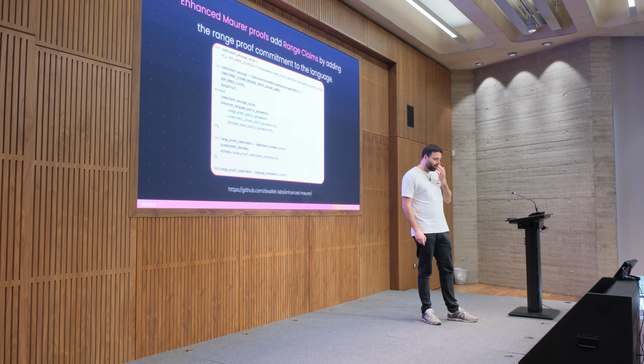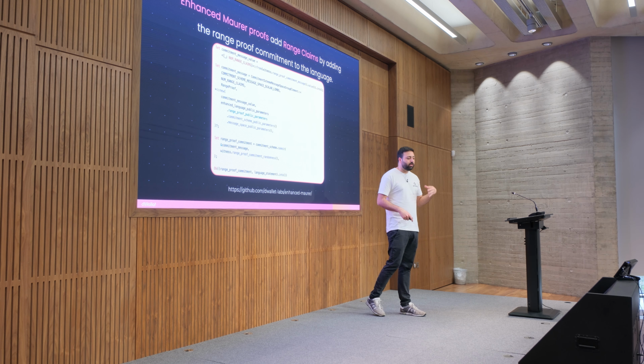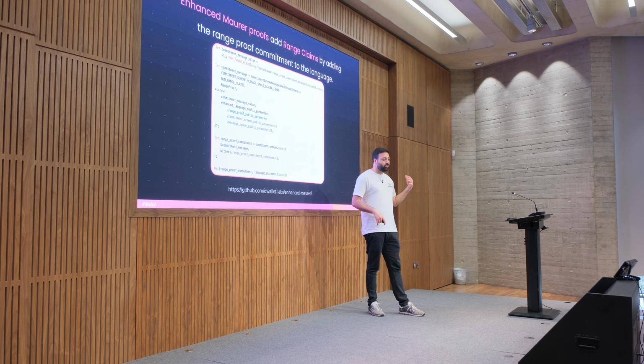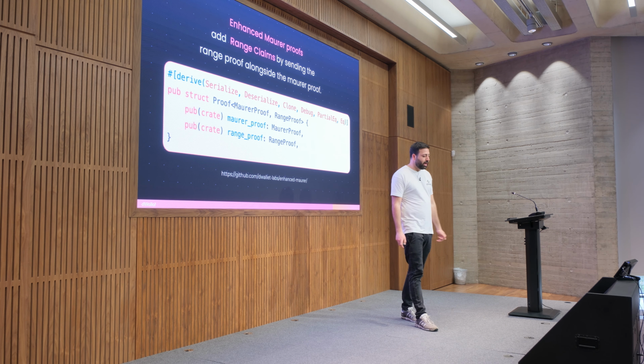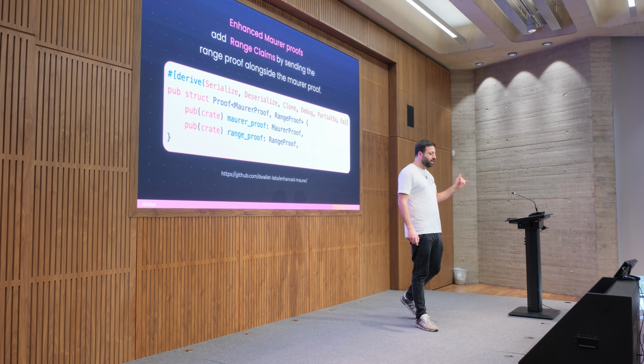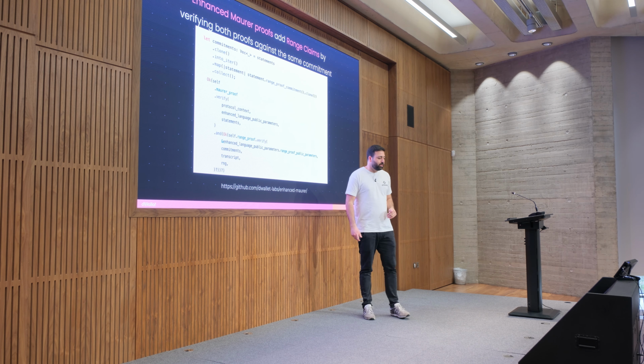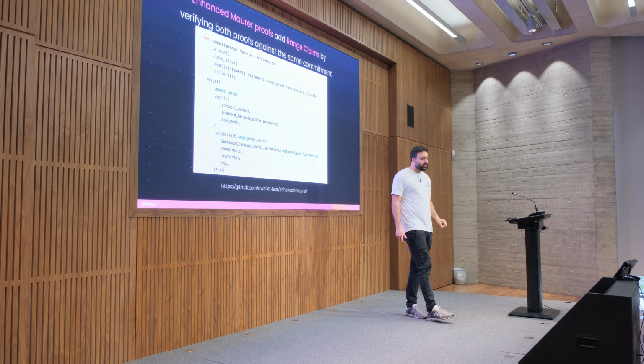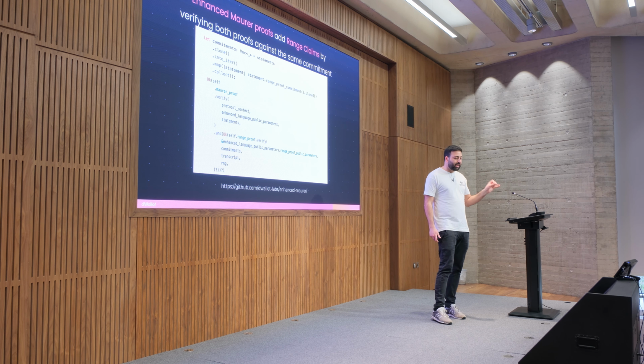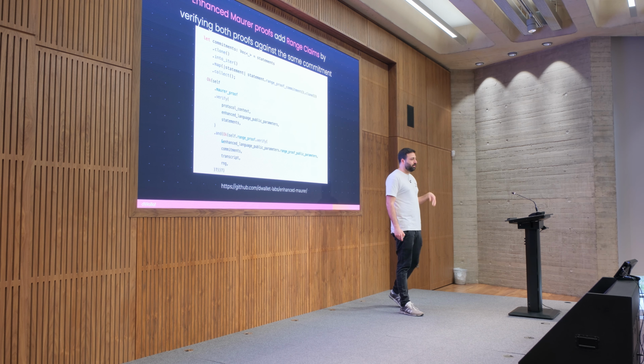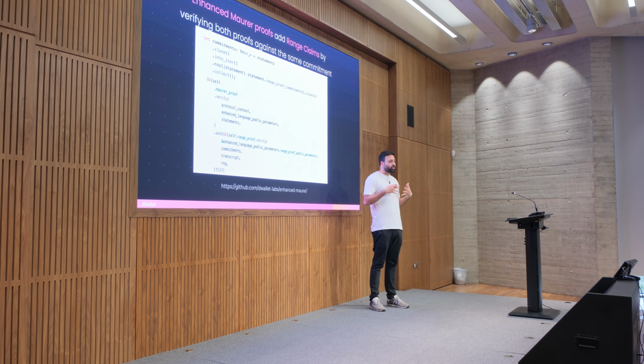I won't go into much more detail here, but basically from this you compose the language witness, from that you compose the language statement, and you add the language statement to the range proof commitment over the same message, and this is enhanced Maurer proofs. So you have a proof that's composed of a Maurer proof and a range proof, and you verify both of them, and the trick is you verify both of them on the same statement, the same commitment. So then you have this parity where you show that they're linked.